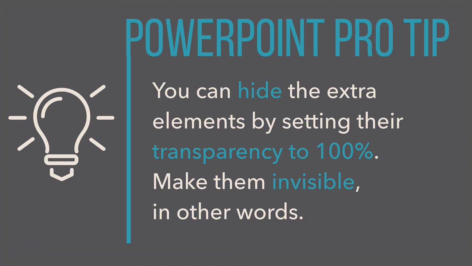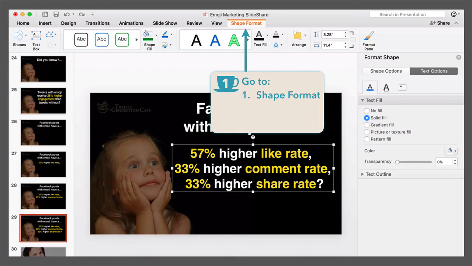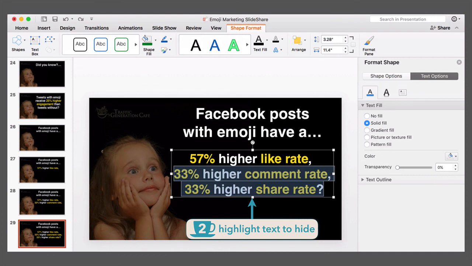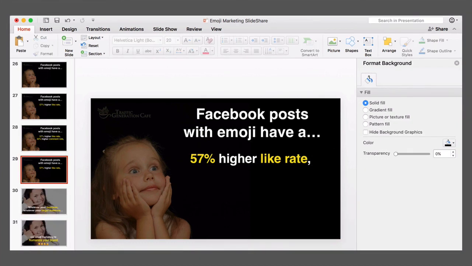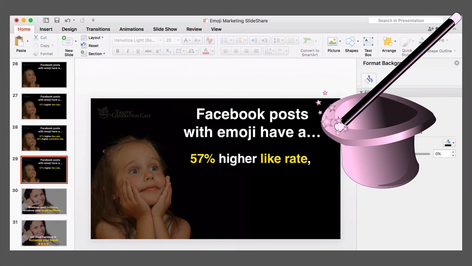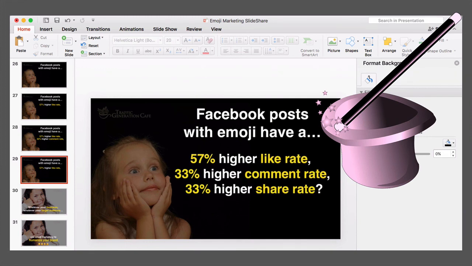So here's how to do it step by step. First, go to Shape Format, then click on Format pane and Text Options. Highlight the text you'd like to hide, and then change transparency from 0% to 100. And voila! Now rinse and repeat with the remaining elements in the sequence.